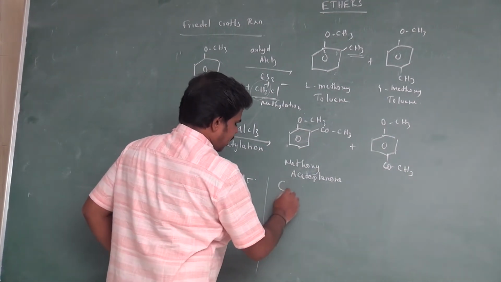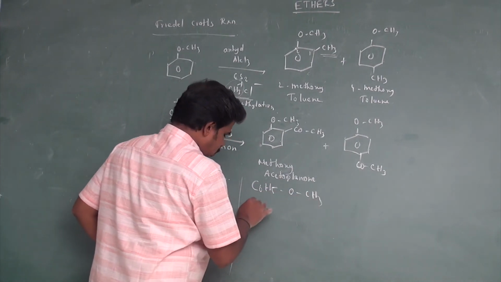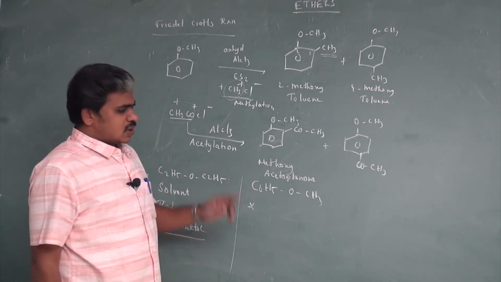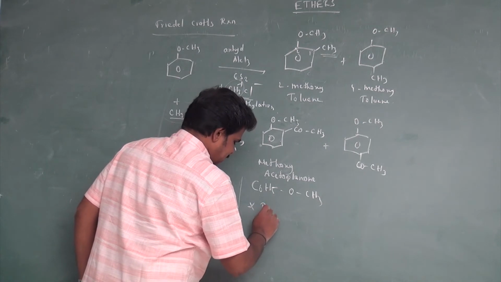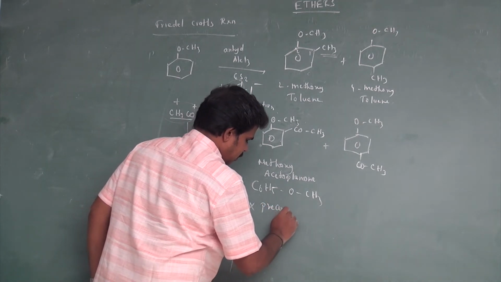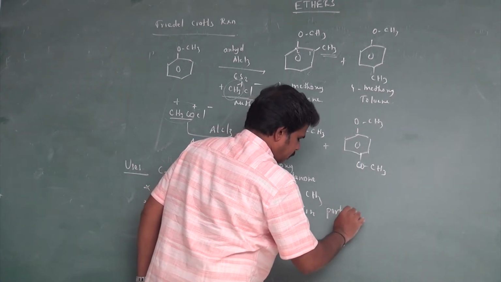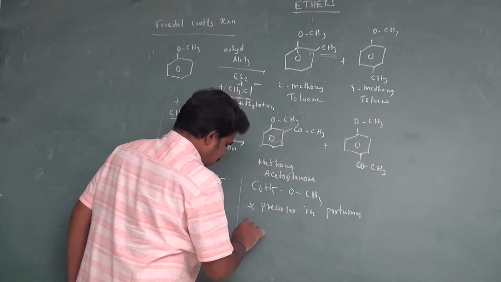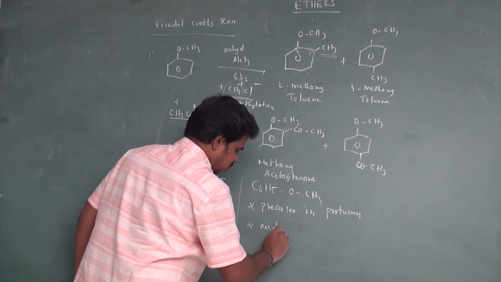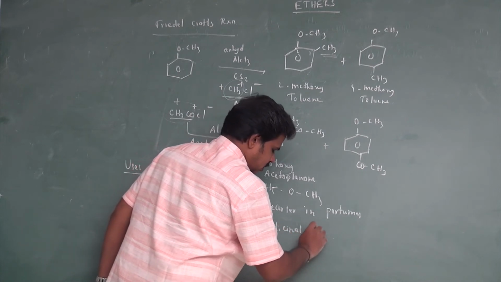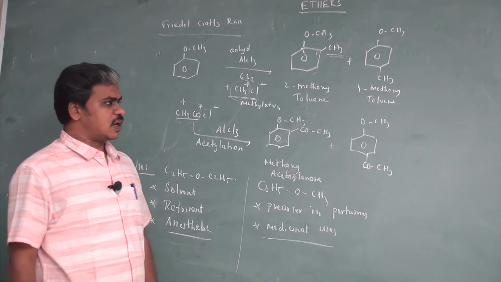And one more, we take anisole, C6H5OCH3. Anisole, the most common use, it is a precursor in perfumes. And also it has some pharmaceutical uses, or medicinal uses. So, it is used in perfumes and for medicinal uses.